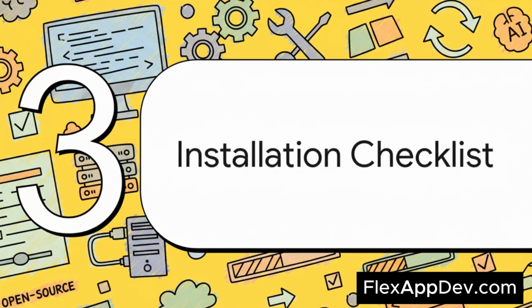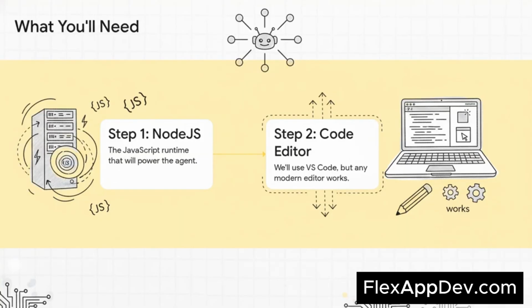All right, you ready to get this thing running on your own machine? Let's do it. We'll go over a quick little checklist of what you're going to need. And don't worry, it is super straightforward. You honestly only need two things. First up is Node.js. If you don't know, it's just a JavaScript runtime that's going to power the agent. And second, you need a code editor. We're going to be using Visual Studio Code, or VS Code, for this walkthrough. But really, any modern code editor will work just fine.